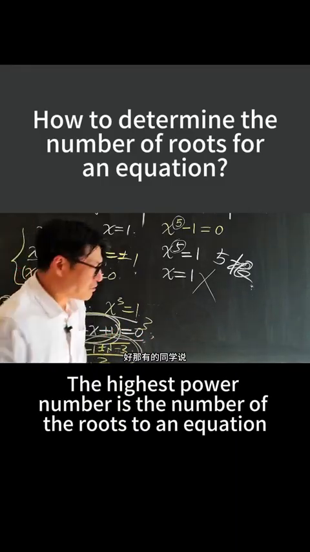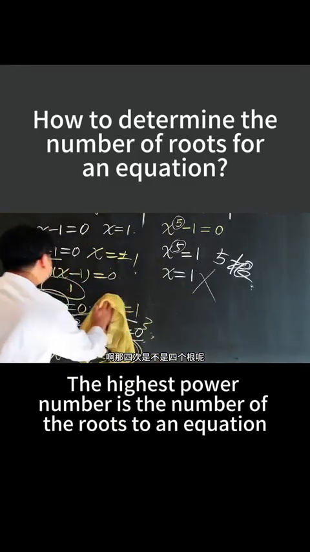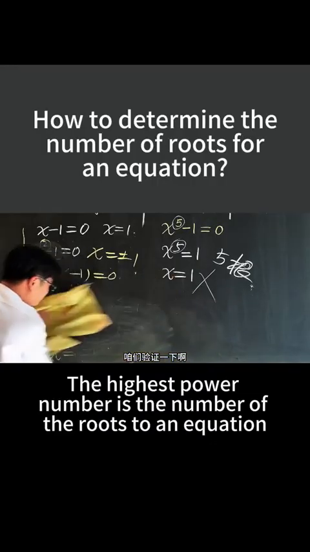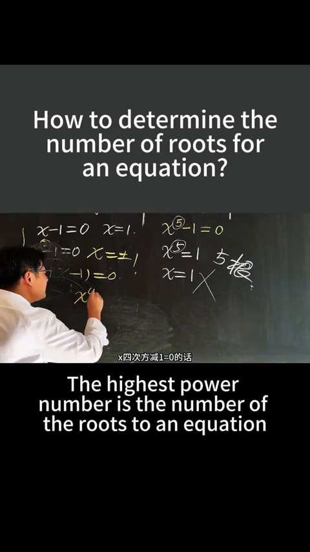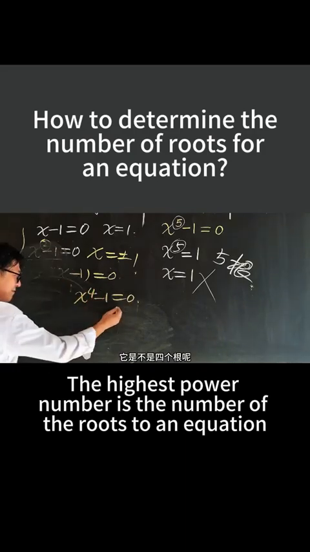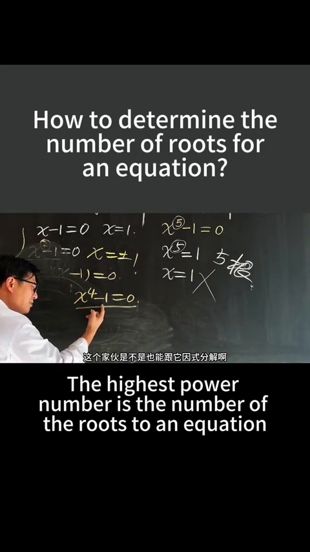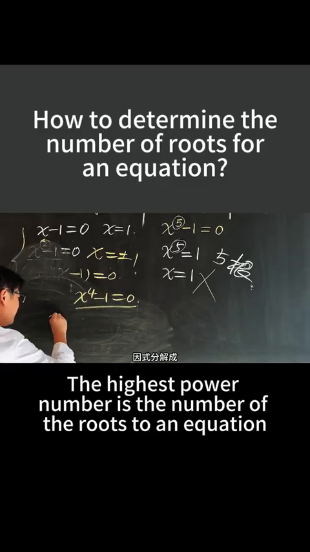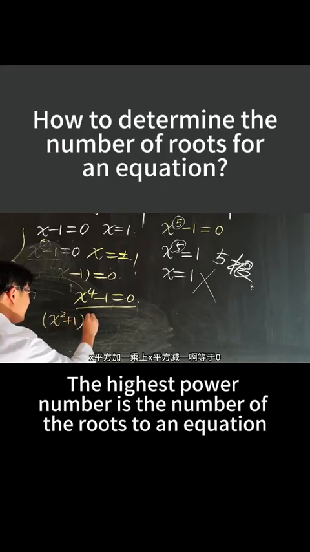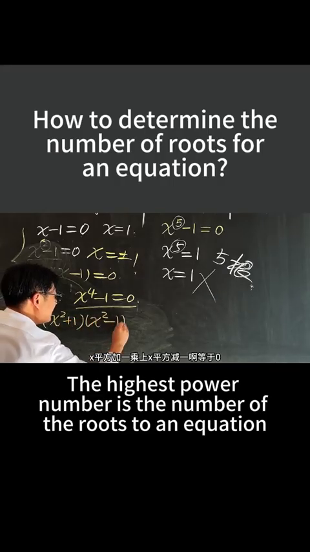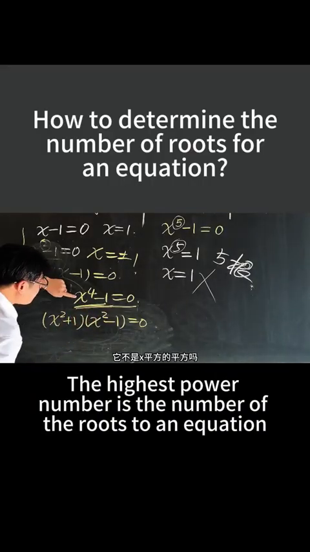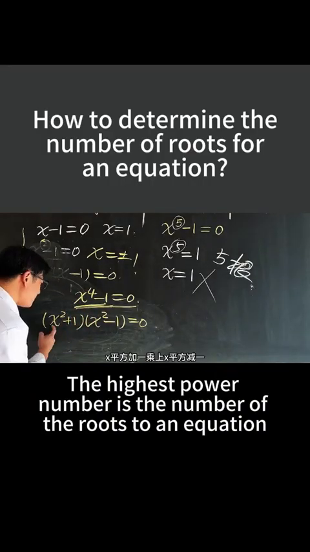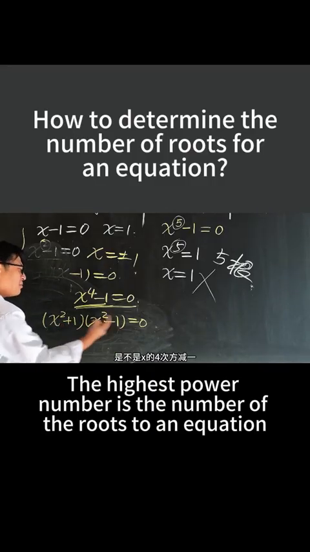All right, then some students might ask, what about a quartic equation? Does a quartic equation have 4 roots? Let's see if a degree 4 equation really has 4 roots. If x to the 4th power minus 1 equals 0, does it have 4 roots? Can't we factor this as well? Factor it into x squared plus 1 times x squared minus 1 equals 0. Right? Isn't this just the difference of squares formula? Isn't it x squared squared? x squared plus 1 times x squared minus 1 is x to the 4th minus 1, isn't it?